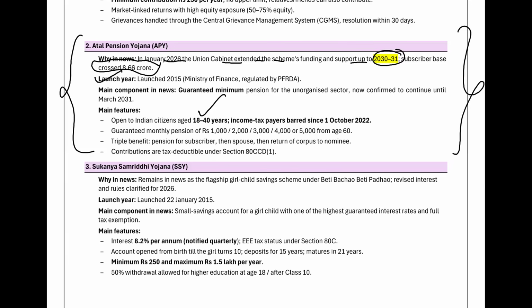Pension range is from 1,000, 2,000, 3,000, 4,000, 5,000. अगर range की बातें करें, if I will talk about the range, it will be from 1,000 सीधे लिखना 5,000 तक. Are you getting my point?